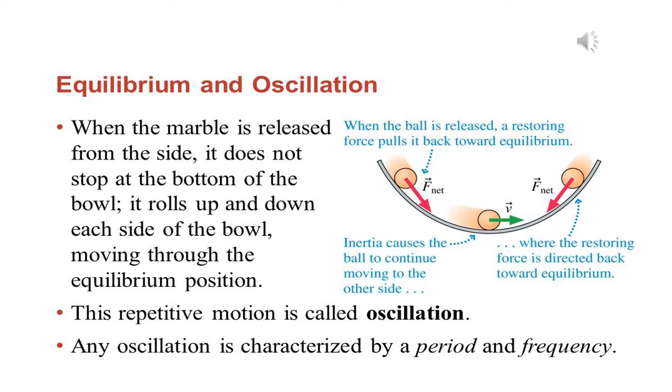Okay, students, now we have to see the movement of a ball in a bowl as an example of simple harmonic motion. You know, students, that whenever a marble piece or a stone is inserted in a bowl and it moves from one side, what will happen? It stops at the bottom of the bowl.